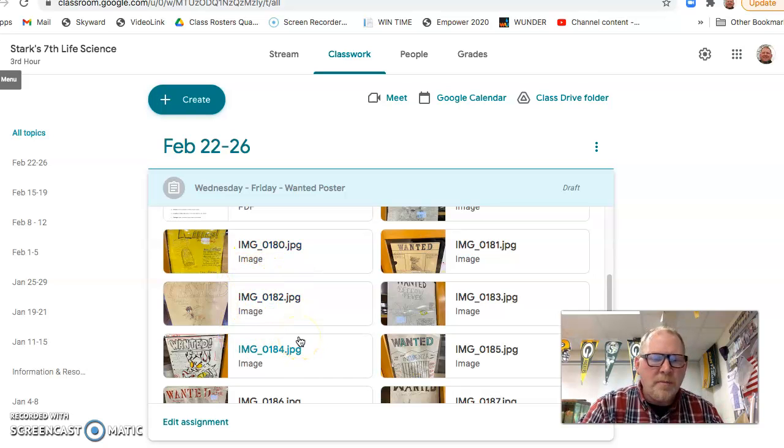Again, your big job is to figure out what pathogen you want to do. Is it a virus? Is it a bacteria? Is it a fungus or some other little microscopic organism that can make us sick? So anything that can make us sick is called a pathogen, and that's what you're going to do your wanted poster about. Poster is going to be due on Monday, March 1st.